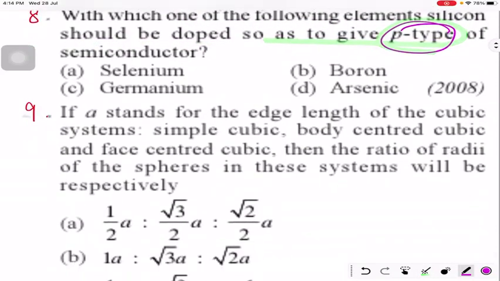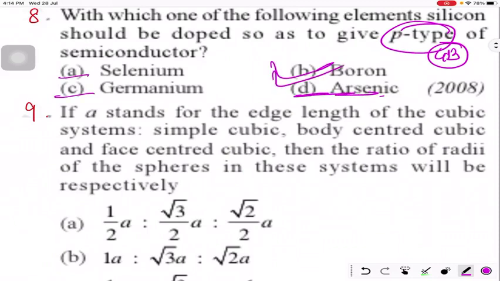Next is, which one of the following elements silicon should be doped to get P-type semiconductor? P-type means group 13, boron family. So selenium, germanium, arsenic is group 15, selenium, these are of same. So option B is correct.